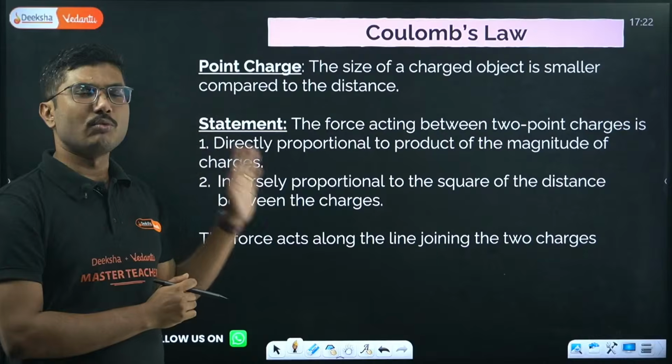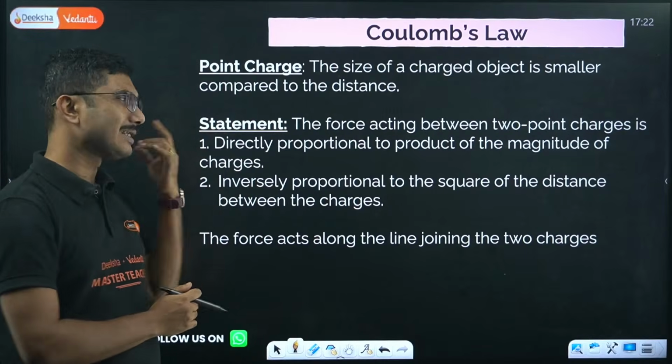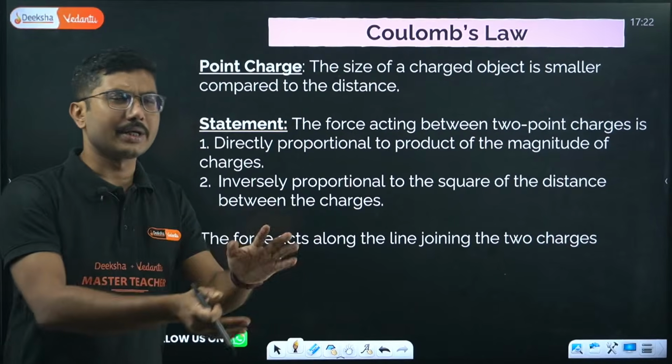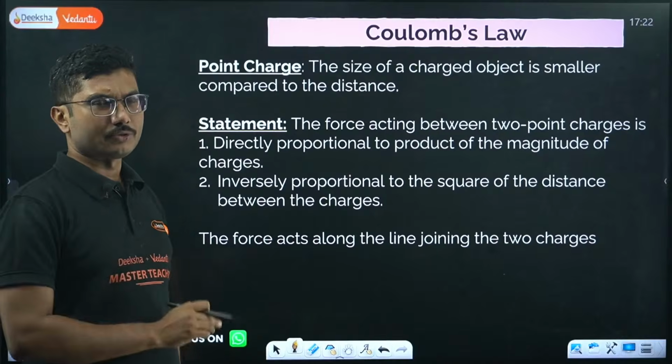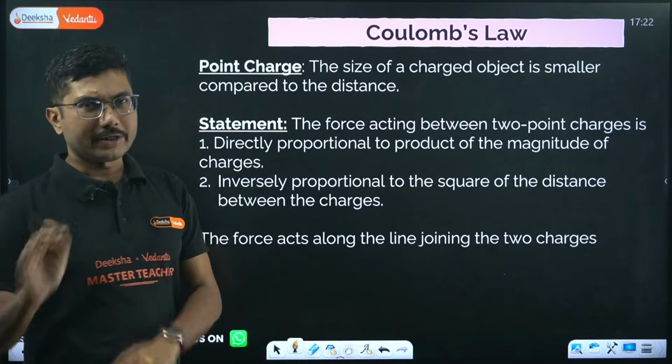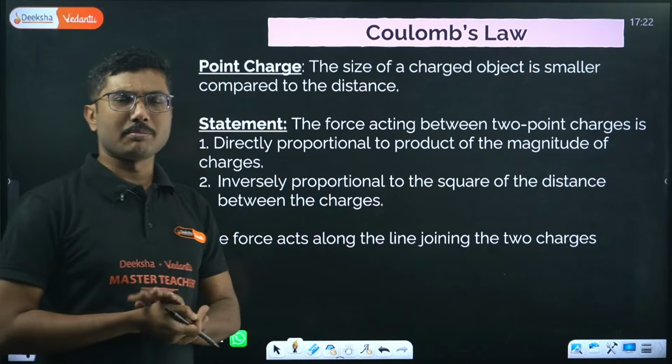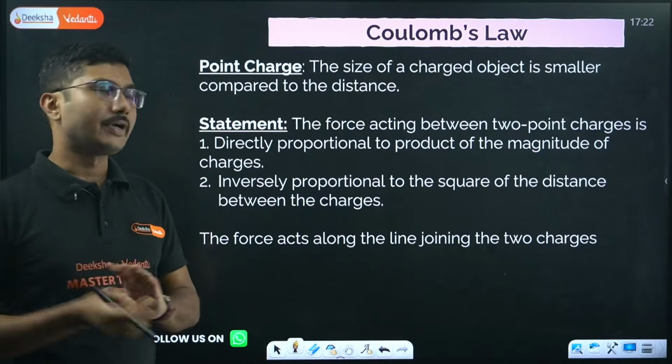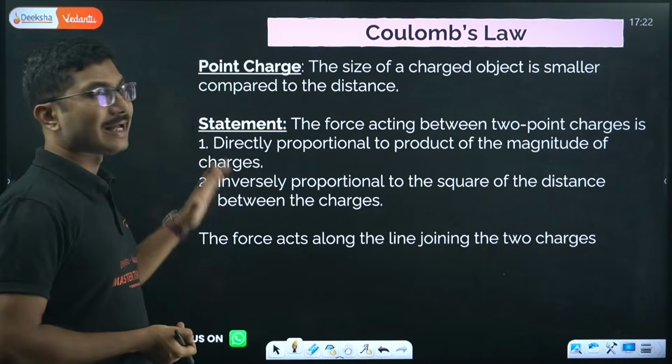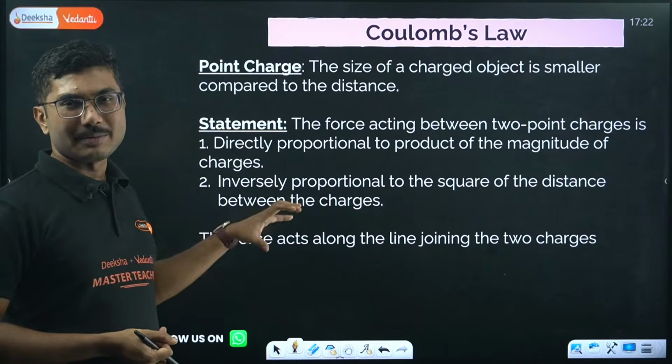This is one of the most common concepts which is asked again and again. Almost every year there is a question based on Coulomb's law, directly or indirectly. Coulomb's law and the vector form of Coulomb's law, both are super important. We will discuss the vector form as well. But remember that the statement is very simple.